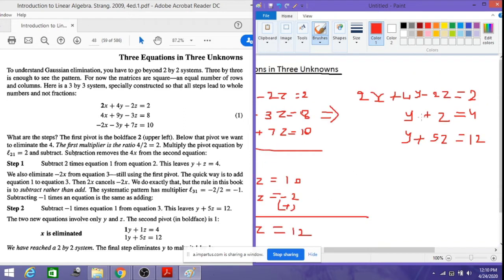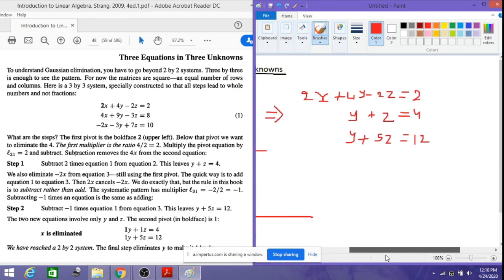Now we are in the second step. The first step was to eliminate the x from here, and the second step was to eliminate x from here. Now still it is not in upper triangular form. We have to bring it in upper triangular form. So to do this, I'll take these two equations here, and I'm going to eliminate the y from this third equation by taking equation 2.